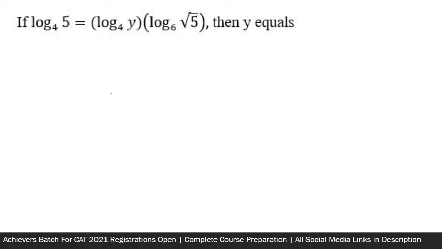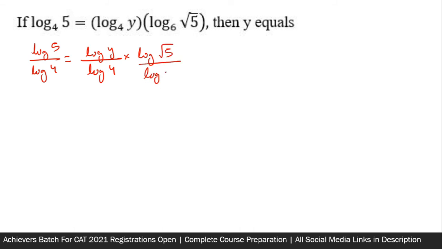Again, a question of logarithm, and again I'm going to use the same two properties as I discussed in the previous video. So I'm directly going to apply that here. So I'm going to write log 5 upon log 4 equal to log y upon log 4 into log root 5 upon log 6. So I can clearly see that log 4 is gone. Log 5 can also be gone, but for that I need to write log root 5 as half of log 5. Okay, so I'm going to write directly in the next step as log y equal to 2 log 6.